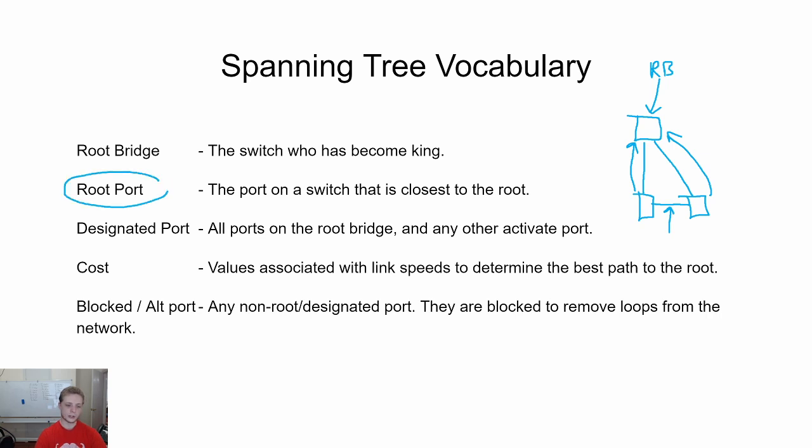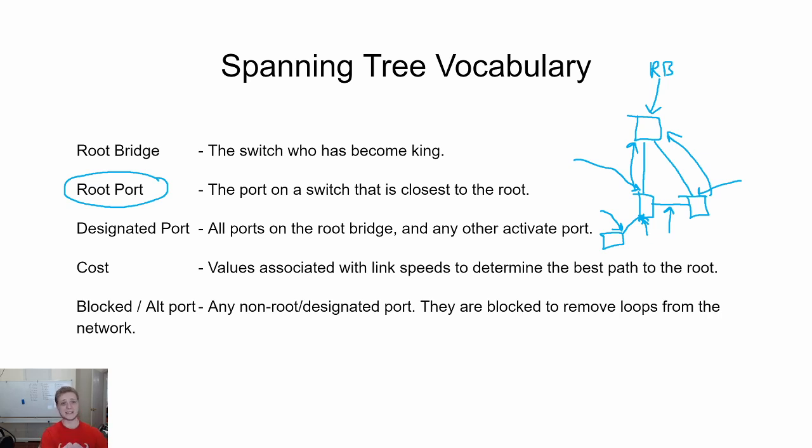The root port is going to be the port on the switch that's closest to the root. So in this case, this port and this port. Now, if we added a switch over here, our root port would be over here. Keep in mind, your root port wouldn't be on this side. It would be only one root port per switch. And we'll go into detail about this stuff in a moment.